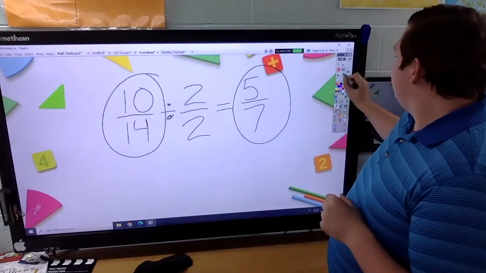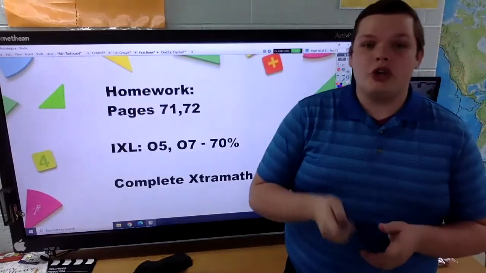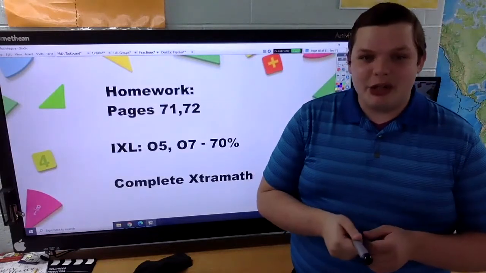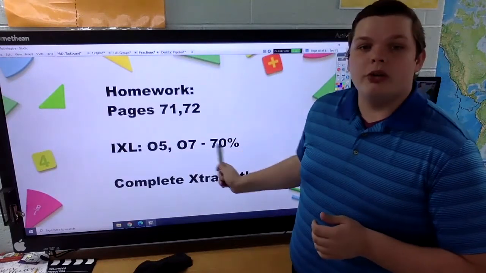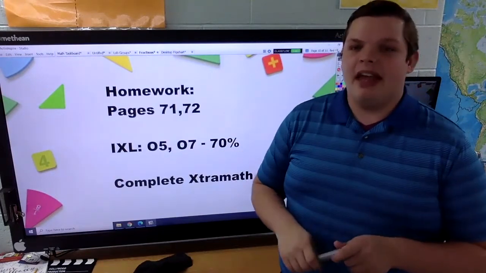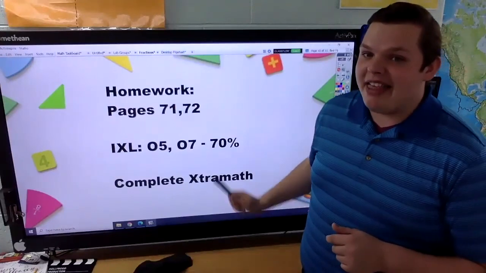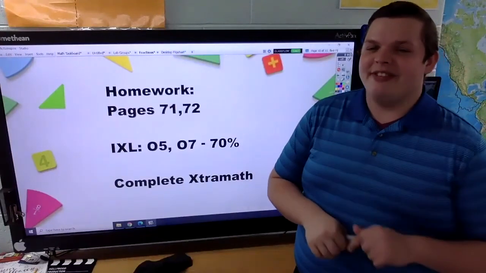Your homework. I want you to do pages 71 and 72. And on IXL, I want you to do 05 and 07 and get them both to 70%. And don't forget your extra math. Knowing your multiplication facts is very, very important.